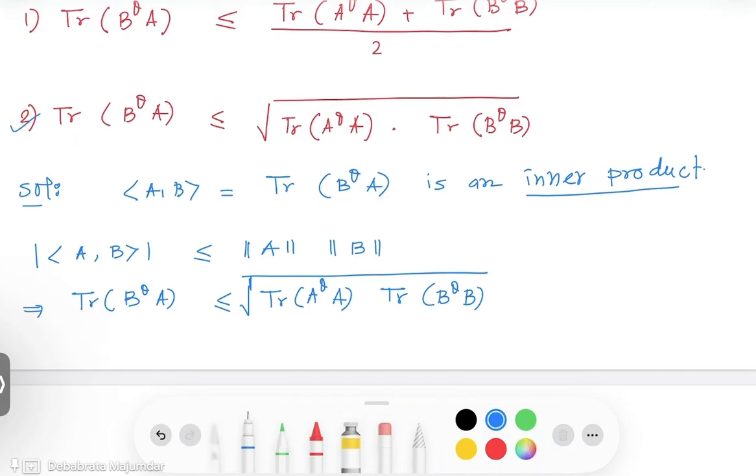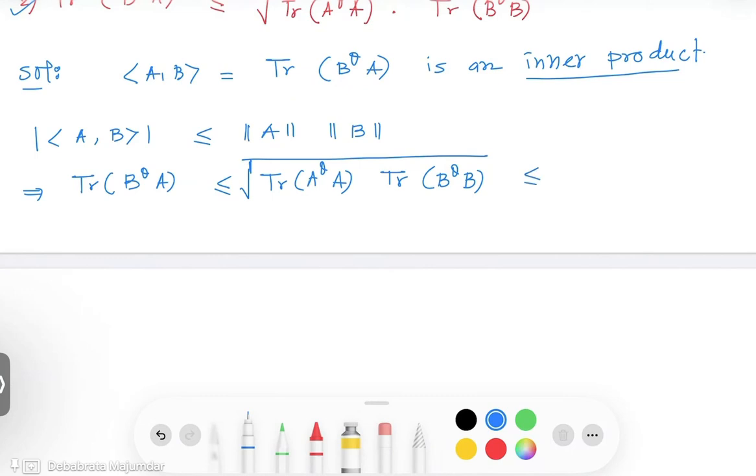And why is the first option true? Because I can use AM-GM. Yes, this just came to my mind.